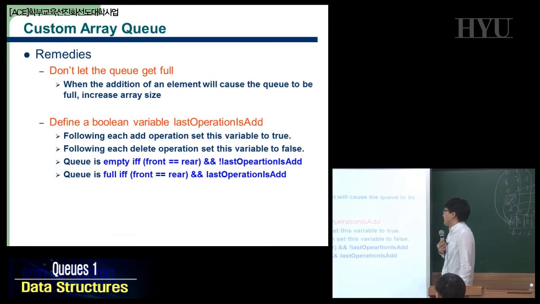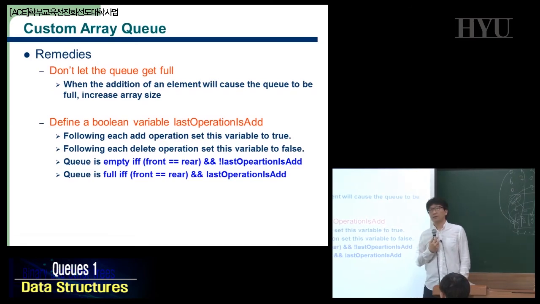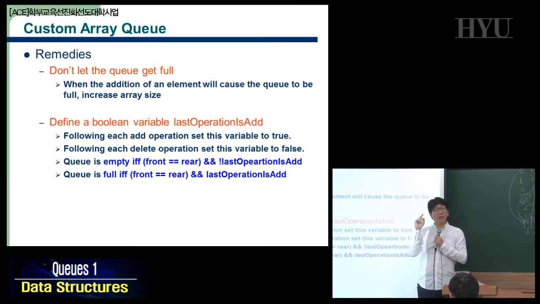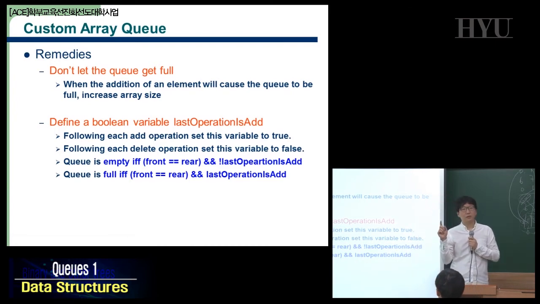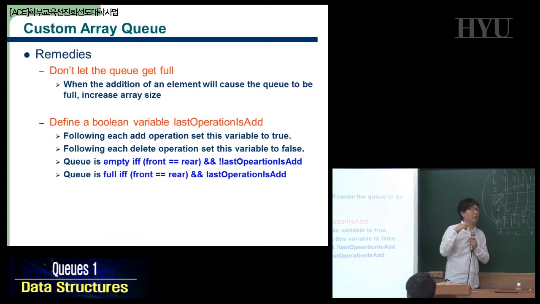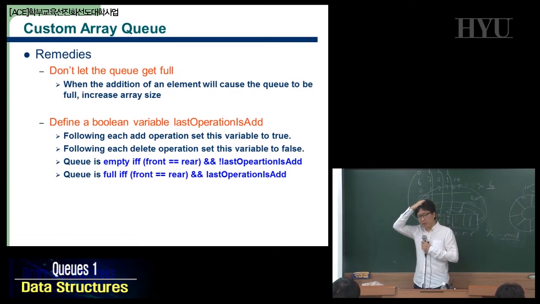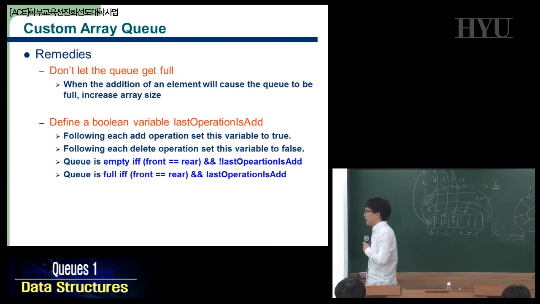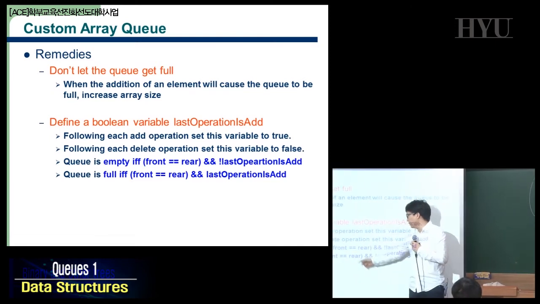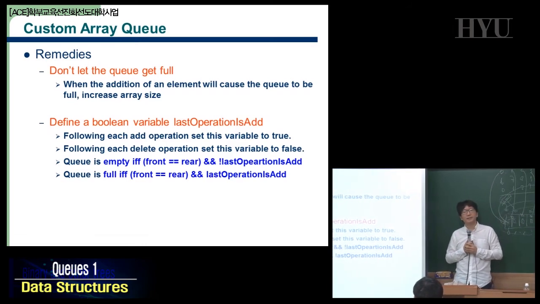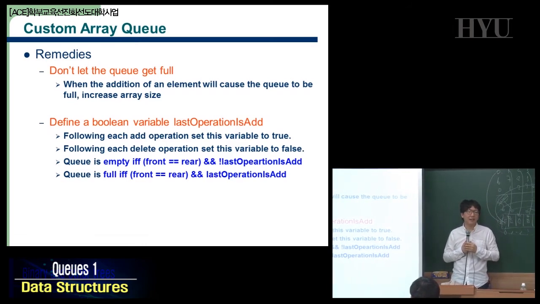Following each add operation, set this variable to be true. So when I do add, put this variable to true. When I'm doing other operations, I'm going to change it to false. So this one will keep maintaining whether I did an addition operation or not. Following each deletion operation, set this variable to be false. The queue is empty if and only if front and rear are equal, and last operation add is not true. My last operation is not add, and front and rear are equal, then empty.